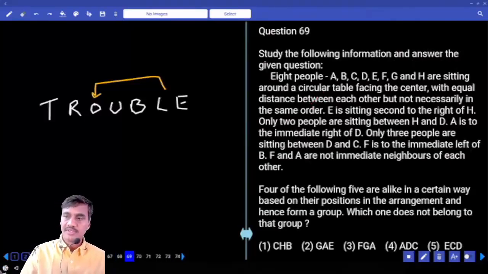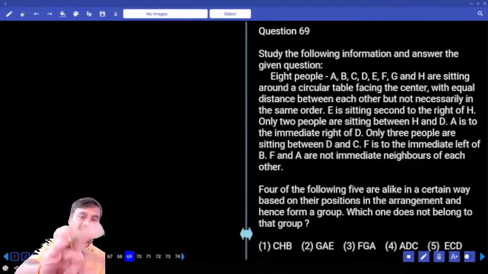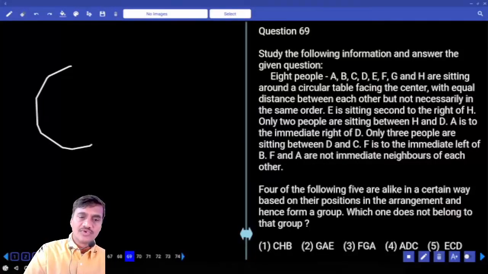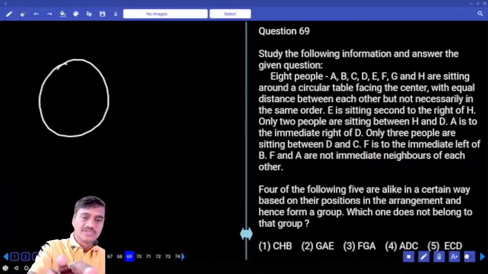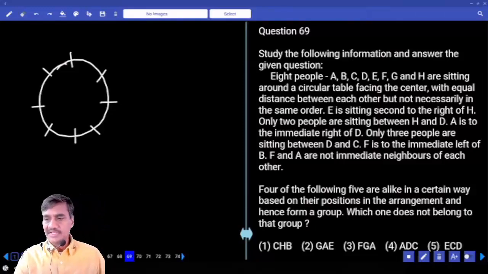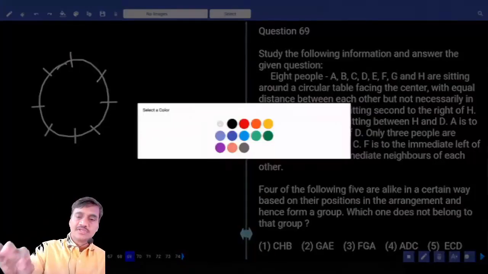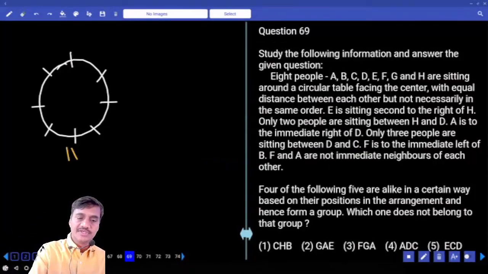Then 69, 8 people are seated around a circular table, facing the center, which is clearly given, and there is no other parameter added to this one. Hence in which category does it come? It comes under first priority here, 8 persons seated around a circular table. What is the first information we have? E is sitting third to the right of H. Now let us start with H.